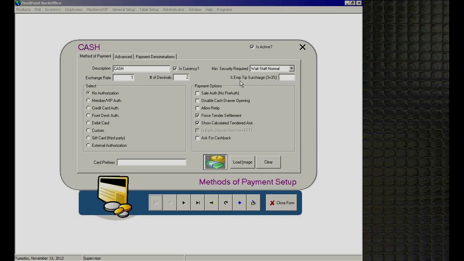Underneath that, percent employee tip surcharge, 3 equals 3%. Now, what this pertains to is charge tips. Now again, I don't want to get too deep into credit auth right now, but here's the way it works in reality, is that when I process a credit card transaction with the credit service, there's actually a surcharge. This is how the credit service makes its money. And they charge X number of percent for the amount of money that they process through.